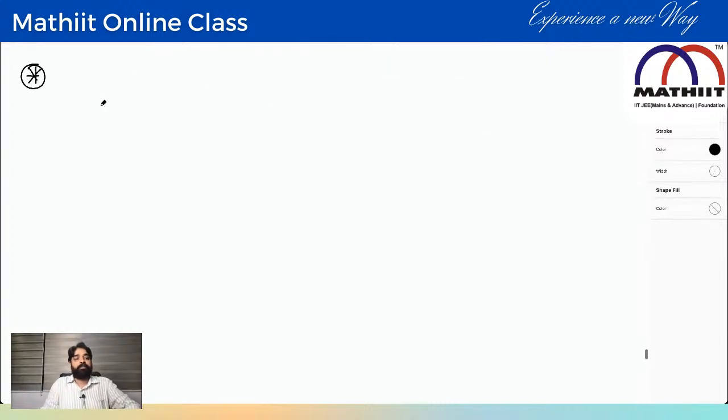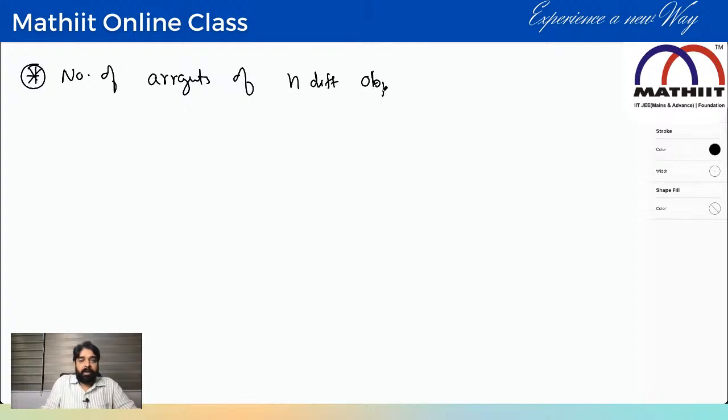Quickly, everybody. Number of arrangements of n different objects taking all at a time when repetition is allowed.